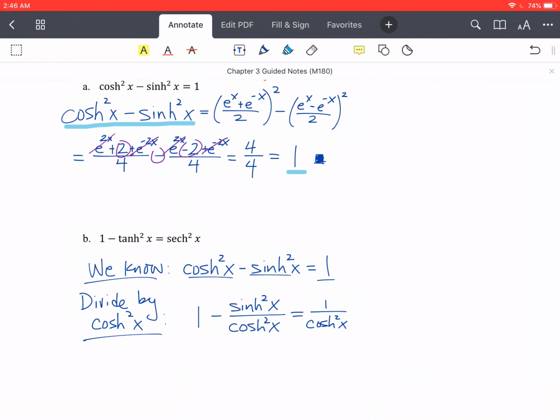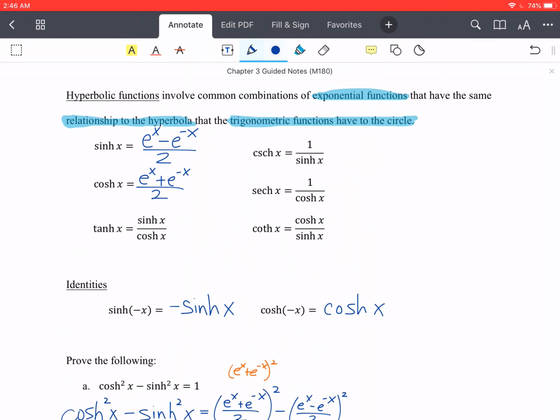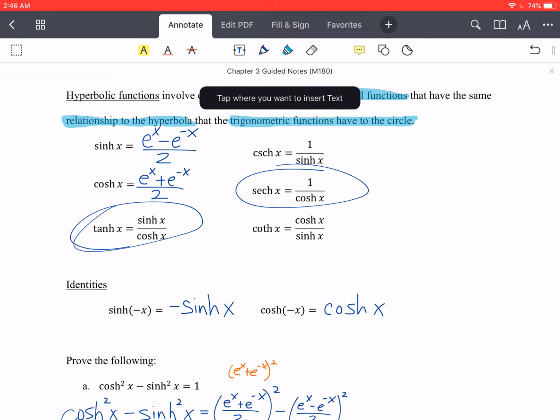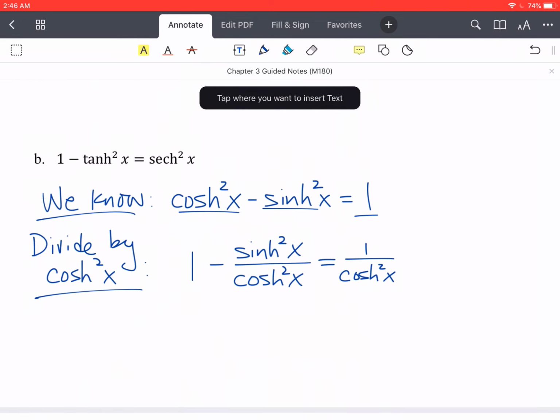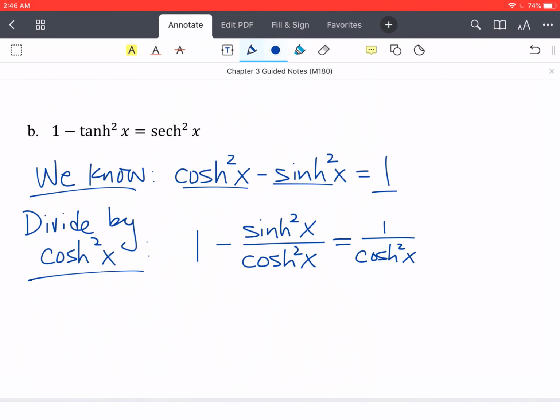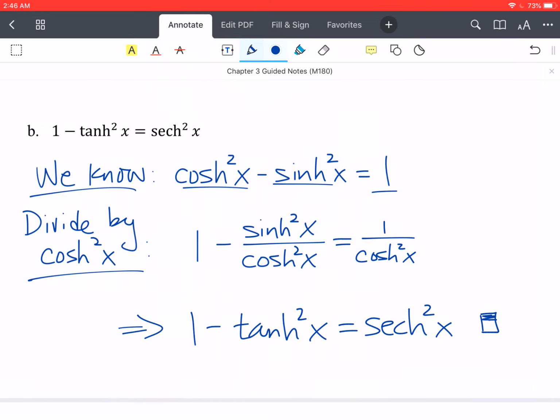And if you look back at these definitions, hyperbolic tangent, so tanh, is sinh over cosh, and sech, so hyperbolic secant, is 1 over cosh. So we have a couple of squares here, but it's the same thing. So we get 1 minus tanh squared equals sech squared, or hyperbolic secant squared, which is exactly the relationship we were trying to prove.